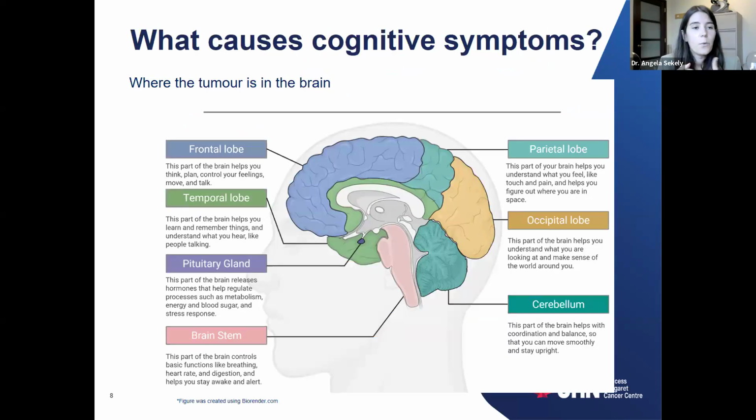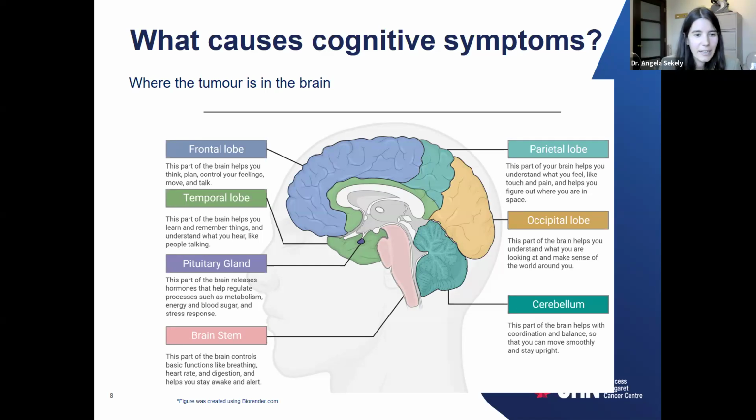What causes these symptoms? Of course, where the tumor is in the brain, the location of the tumor can predict what type of thinking is impacted. As I mentioned before, the brain is really complicated. It's organized in a way so that deeper parts of the brain regulate more basic functions.